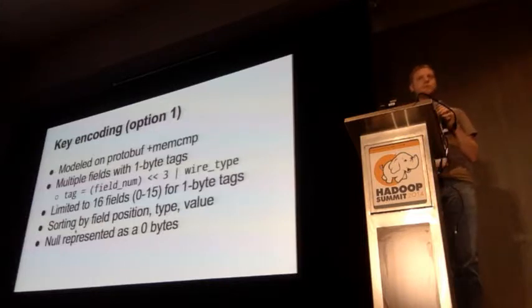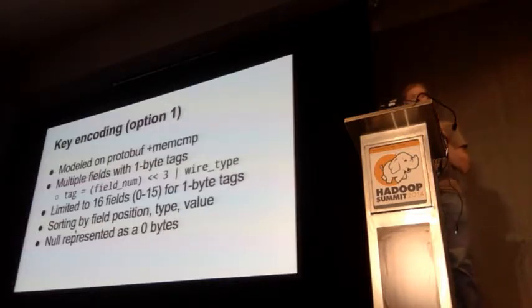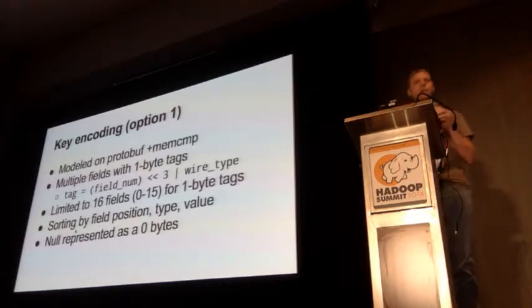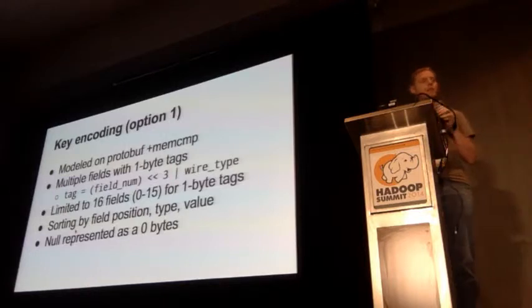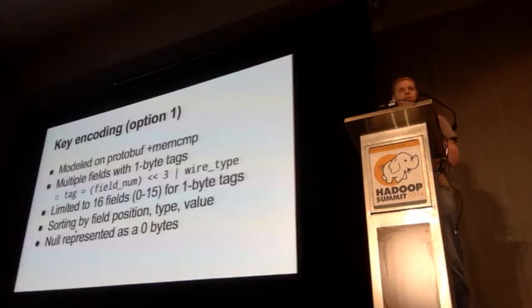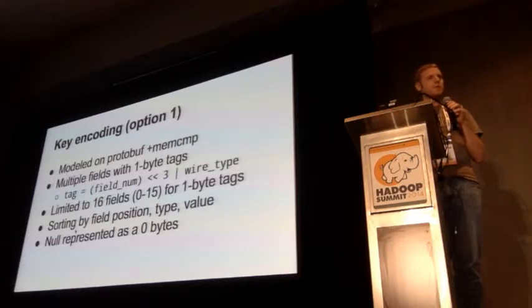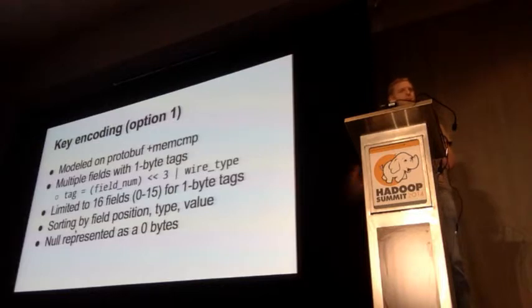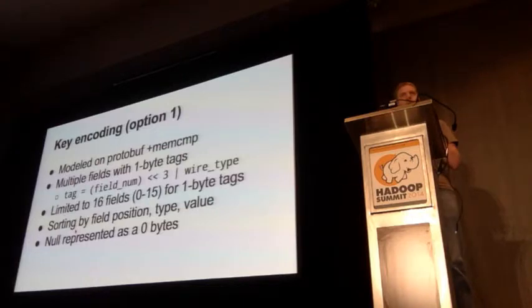then the underlying type, if there's a difference in the wire type, and then sorting by the actual values themselves. The other thing to mention here is that null is just represented as no bytes, because if we're labeling things with the field number, then we no longer need to store any byte at all, because field 2 missing means we're comparing a field 3 with a field 2, and 2 is less than 3, so null sorts at the end.